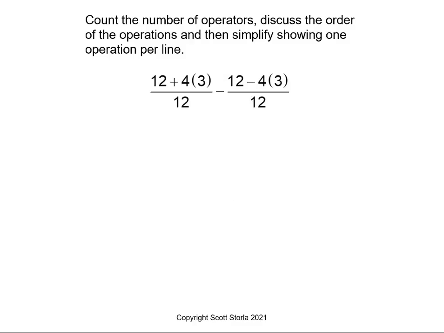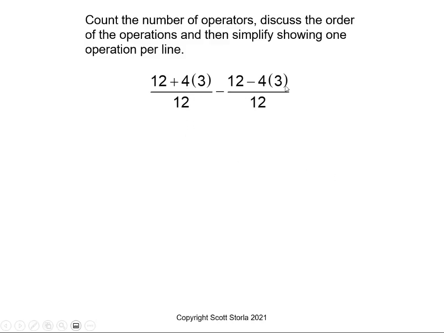And here's our last one. Here I have 1, 2, 3, 4, 5, 6, 7 operators. I'll have to do all the operations in the dividends first, then carry out the divisions, and I'll subtract last.